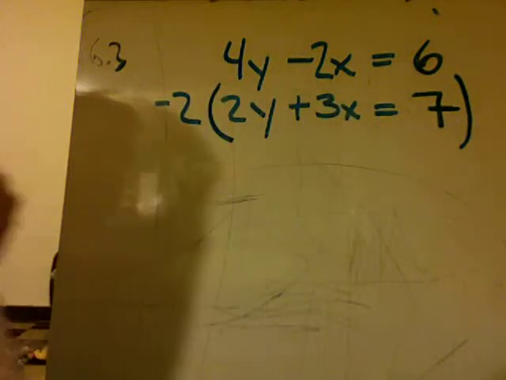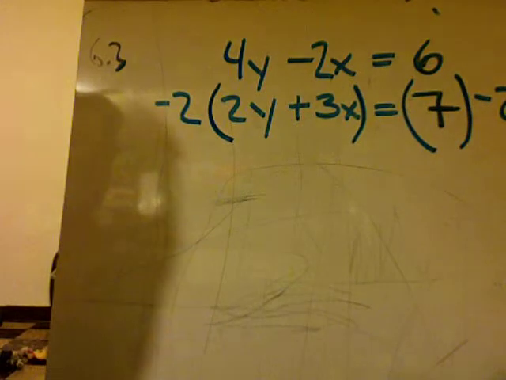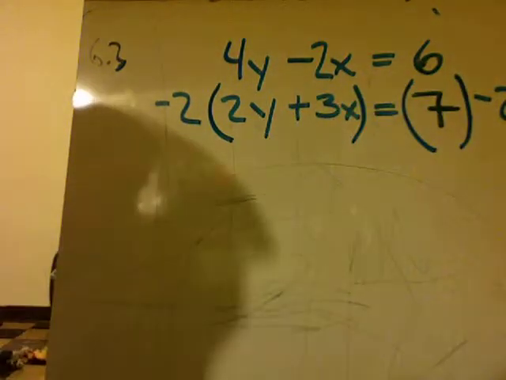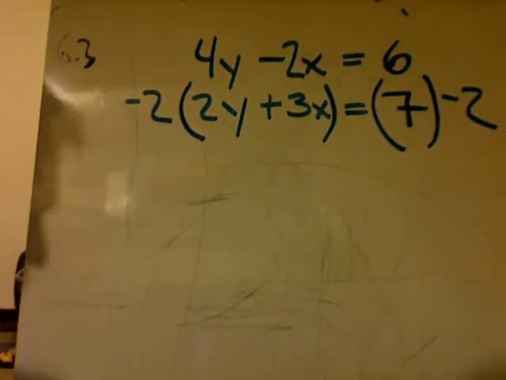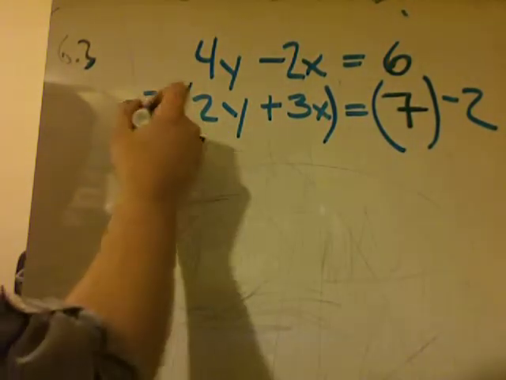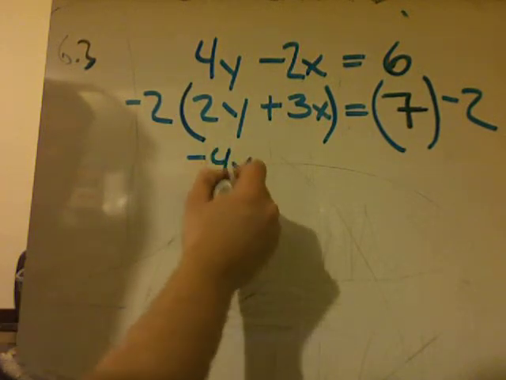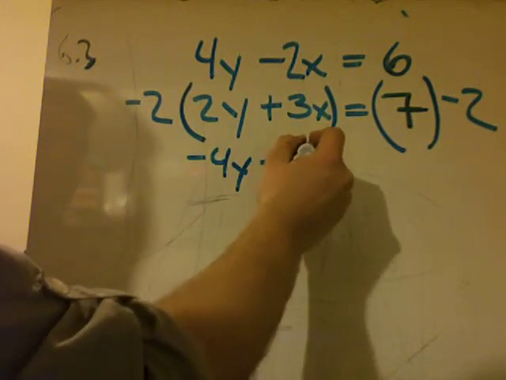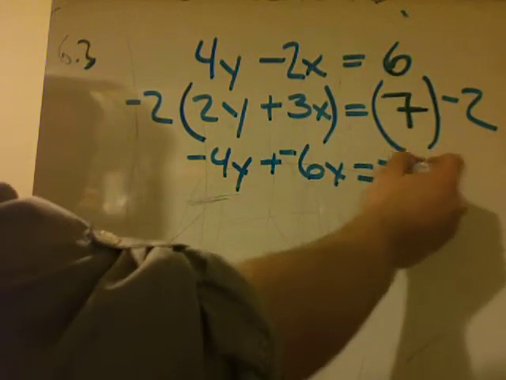Right, because as long as I multiply one side of the equation by some number, as long as I do it to the other side, I'm okay. I don't change anything. Okay, so distribute this negative 2 through. So negative 2 times 2y is going to be negative 4y. Negative 2 times 3y is negative 6y, and negative 2 times 7 is negative 14.